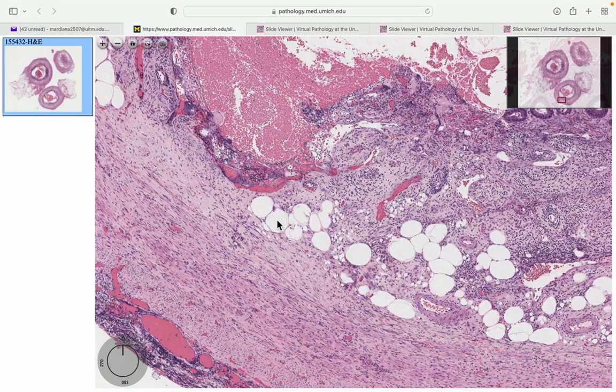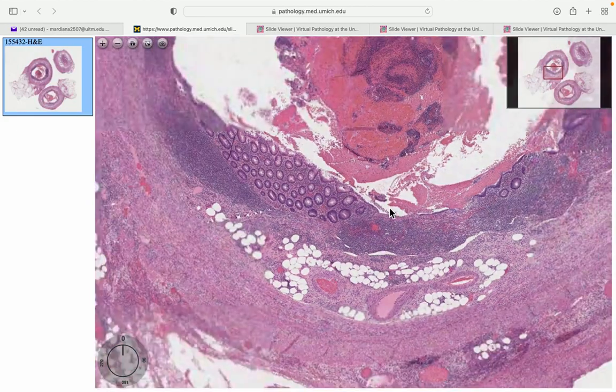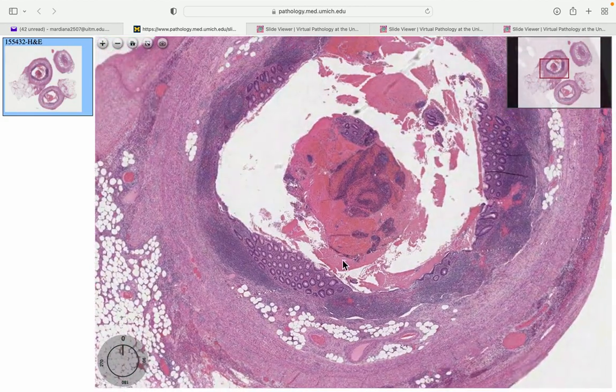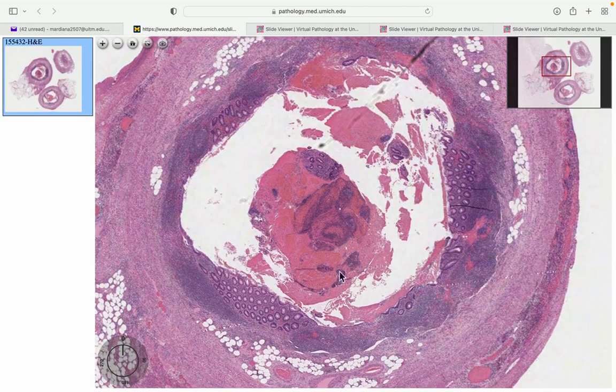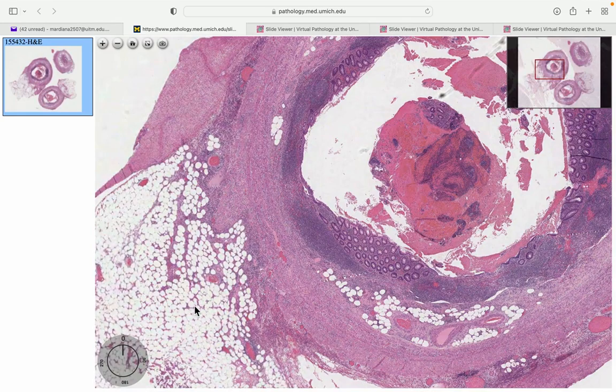Okay, for virtual microscopy, we are going to start with the appendix. Just to orientate you in the beginning, an appendix is a tubular organ. There is a lumen in the center, and it is lined by a layer of mucosa and an outer muscular wall, and there is also attached fat, which we call mesoappendix.